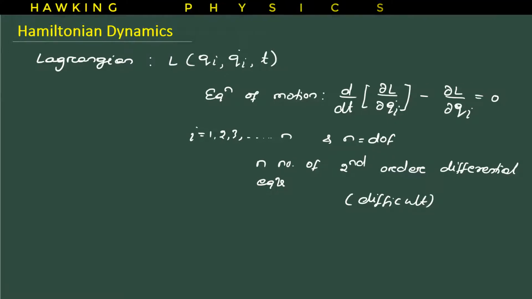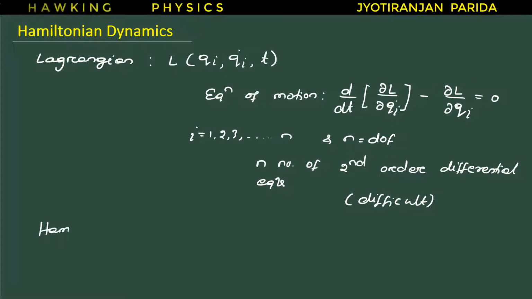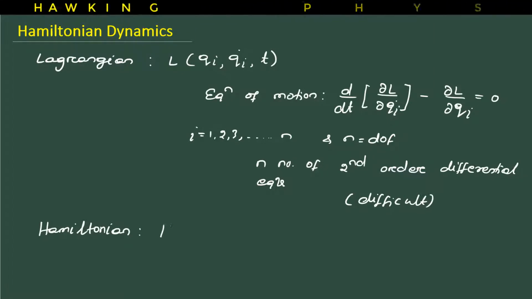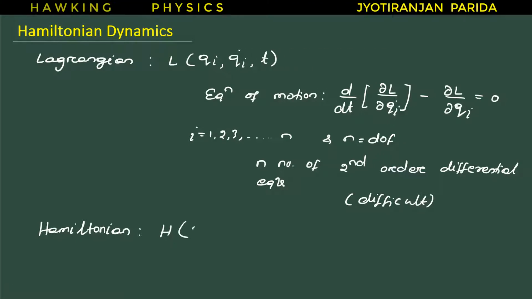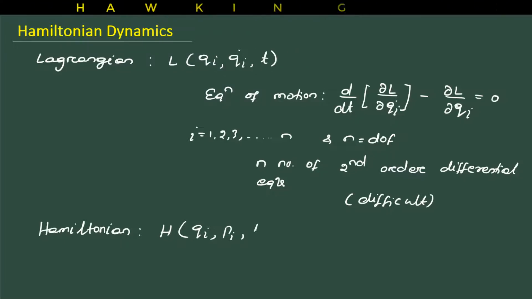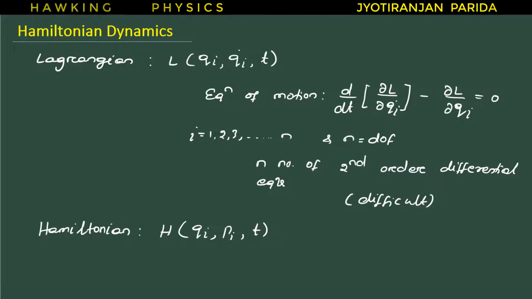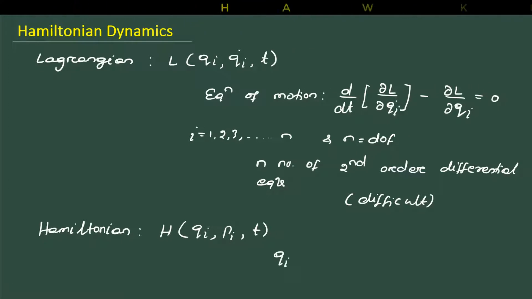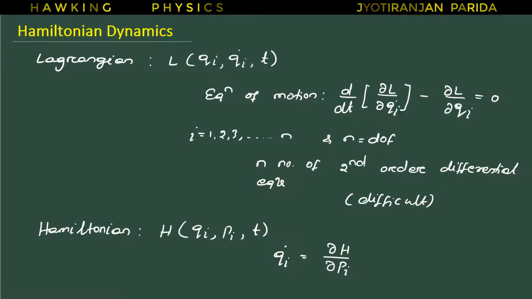Okay. Then what is the Hamiltonian formulation? Let's just see. In Hamiltonian, we have H. The Hamiltonian H is a function of the generalized coordinate qi, the generalized momentum pi, and time. And the equation of motion for Hamiltonian is qi dot is equal to ∂H by ∂pi, and pi dot is equal to negative of ∂H by ∂qi.